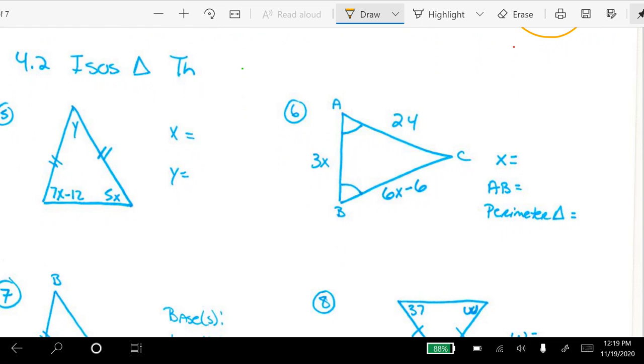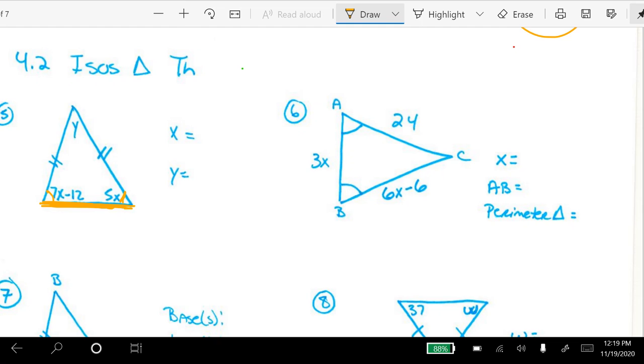So for this first example here, once you see the sides that are marked congruent, you should be able to determine which side is the base. So this side here that I'm marking in yellow is the base, because the base is the non-congruent side. So once I've established that, the base angles are congruent if it's isosceles.